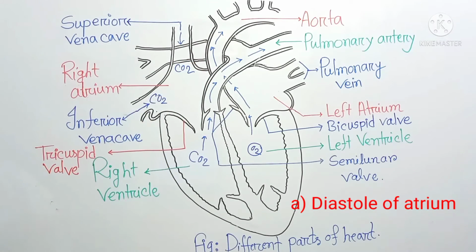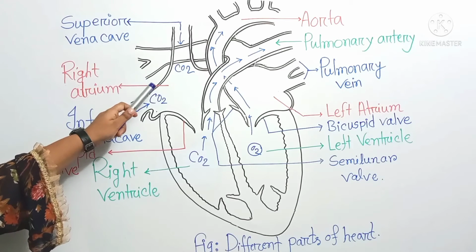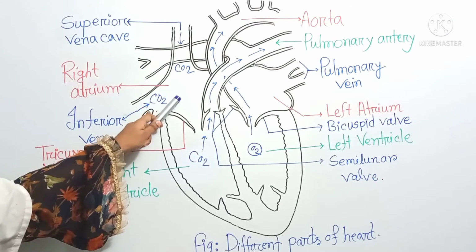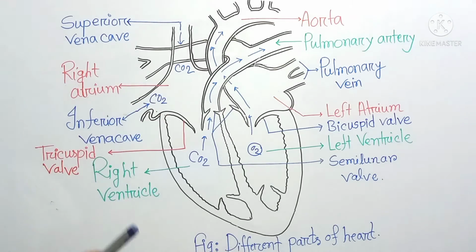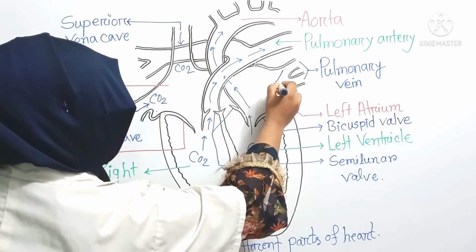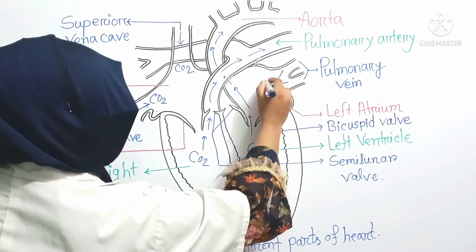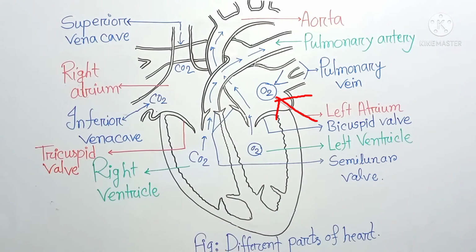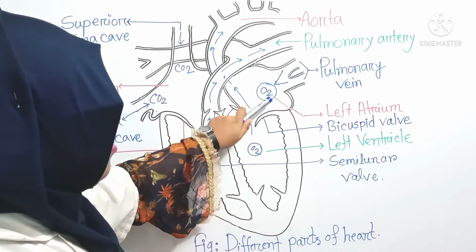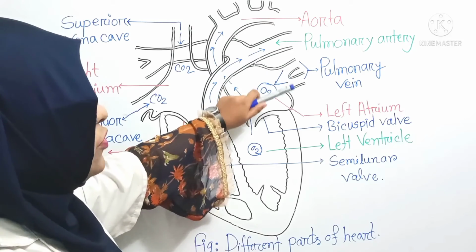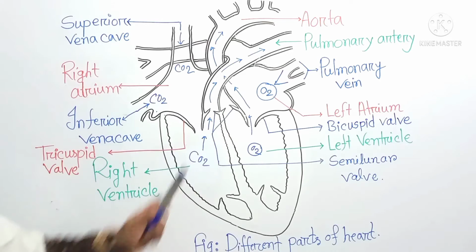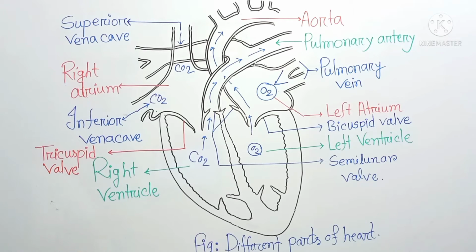Carbon dioxide rich blood comes from the whole body to the right atrium. And oxygen rich blood from the lungs comes to the left atrium through the pulmonary vein. Oxygen rich blood comes from the 2 lungs through the pulmonary vein into the left atrium. This is called diastole of atrium.